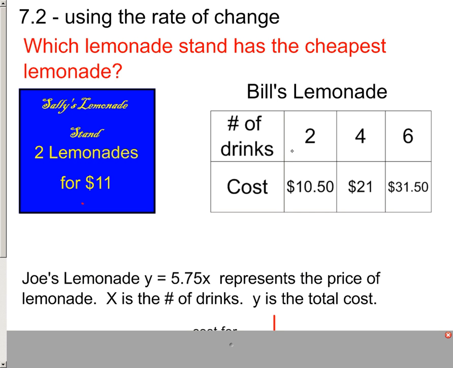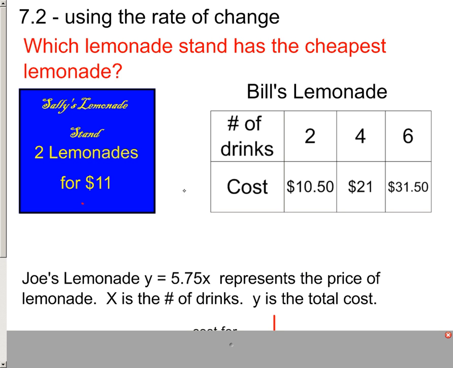Here's Sally's lemonade stand, and they're advertising two lemonades for $11. Here's Bill's lemonade. We've taken the prices: if you bought two lemonades, it would be $10.50. Four lemonades would be $21, and so on. We're also going to assume that they're selling the same size drinks, so there's no advantage going from one to the other. They've got the same recipe, same amount of sugar, lemons and water, same cup. So the only thing you're concerned about is which one's cheapest.